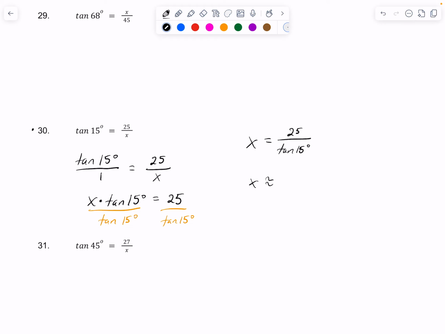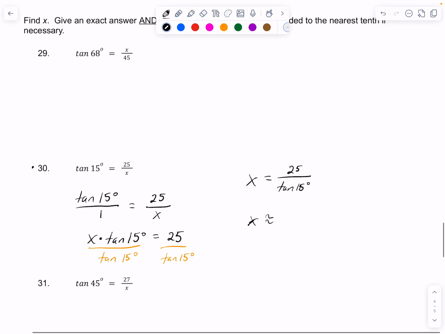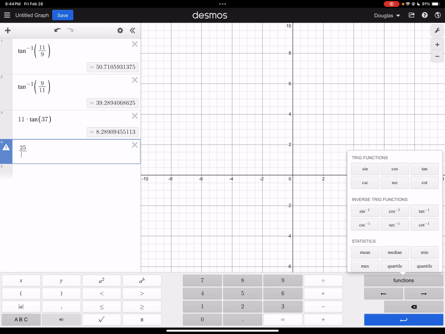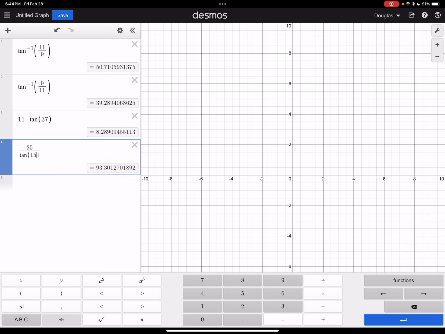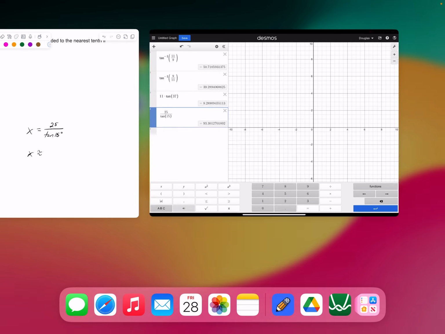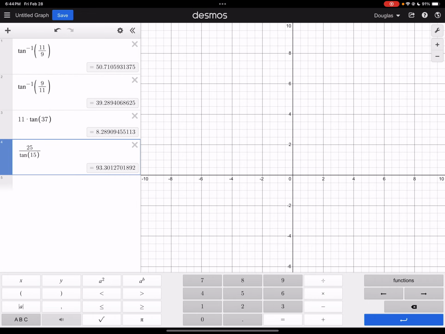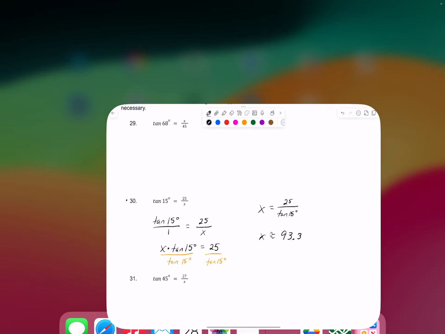My approximate answer, I'm going to use the calculator to round to the nearest tenth, to do 25 over the tangent of 15 degrees, which is going to be approximately, to the nearest tenth, 93.3 units. All right, approximately. All right, so anyway, let me make sure I did that right. Yes, I did. That is how we use tangent.